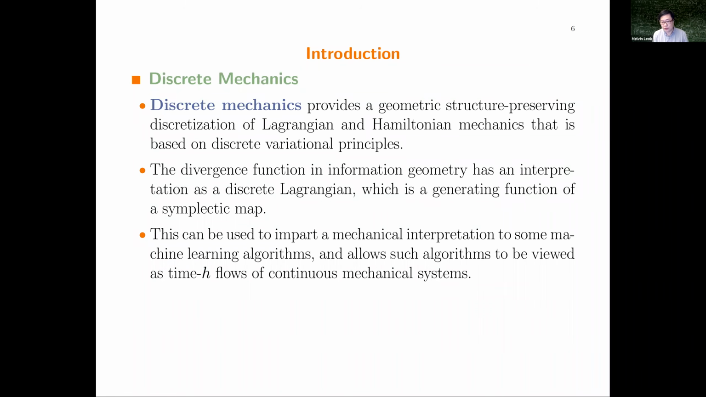And so that's really the connection which we're going to attempt to leverage here. In particular, this allows you to impart a mechanical interpretation to certain machine learning algorithms. And in so doing, it allows you to potentially think of these algorithms as discrete-time flows of continuous mechanical systems defined on this information manifold. Okay, so that's the high-level picture of what we have in mind.